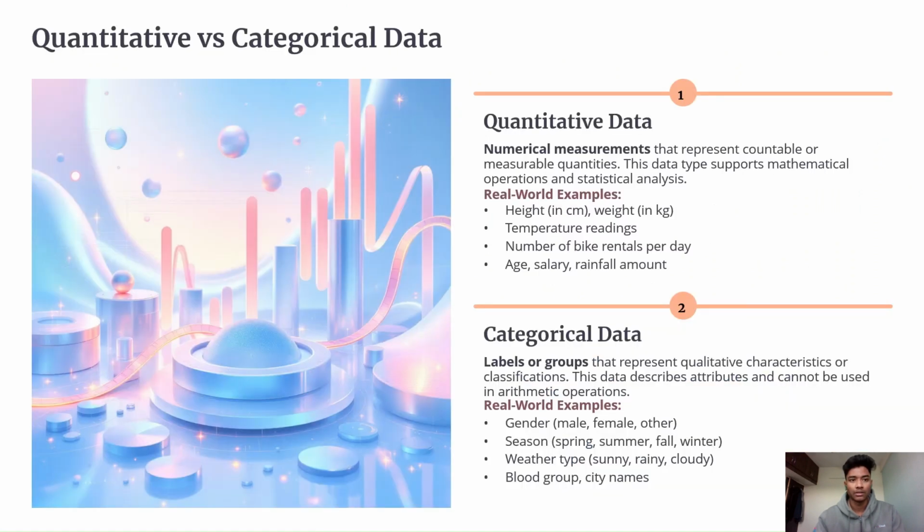Now let's discuss quantitative data. This is numerical data, measurable values like height, weight, temperature, or daily bike rentals. And categorical data is descriptive, representing groups or labels like gender, city names, seasons, or weather types. Understanding these data types helps us choose the correct processing and modeling techniques.